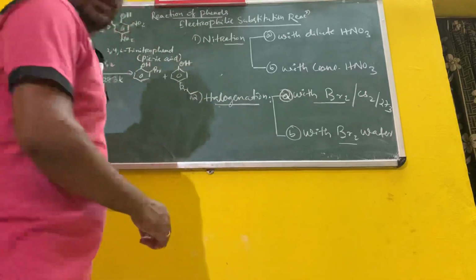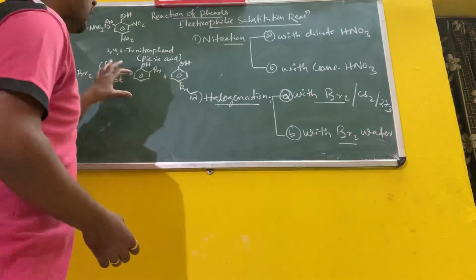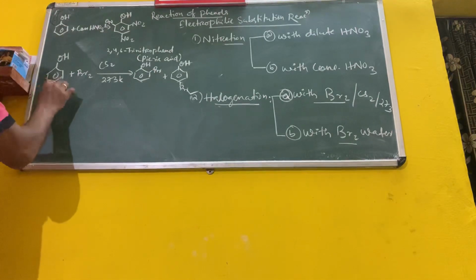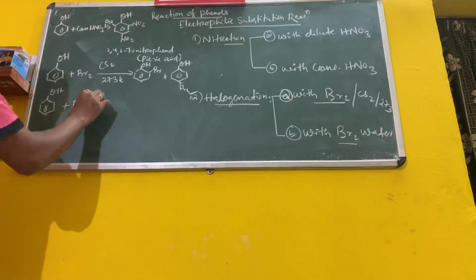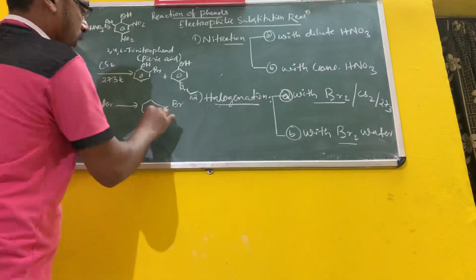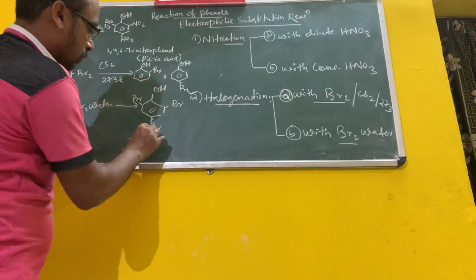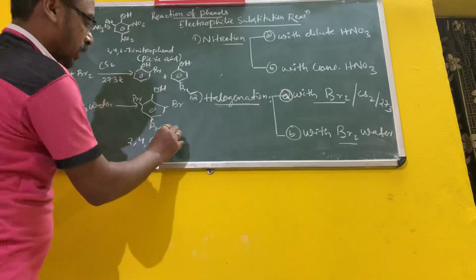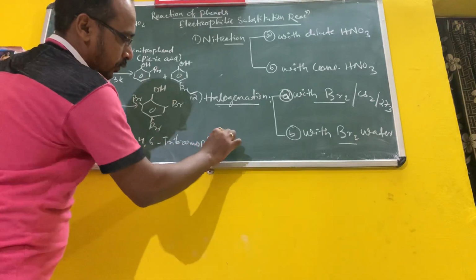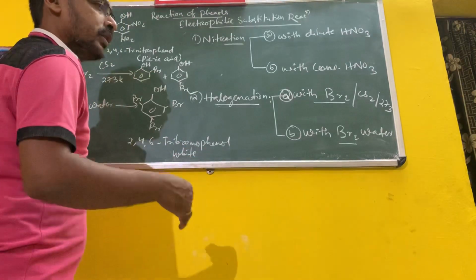With bromine water, what will happen? Again with excess, concentrated bromine water, substitution will occur at three positions. So phenol with bromine water gives 2,4,6-tribromophenol, a white precipitate. This means the reddish brown color of bromine water will disappear and a white precipitate will be formed.